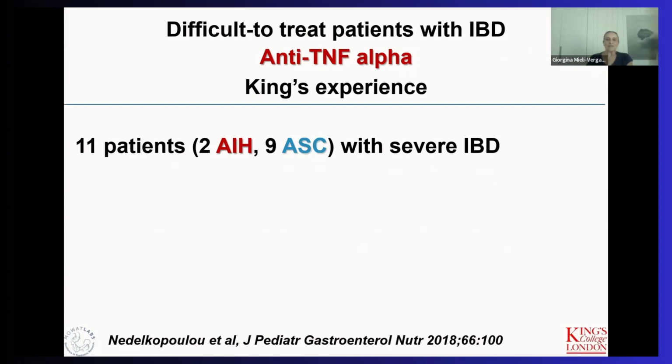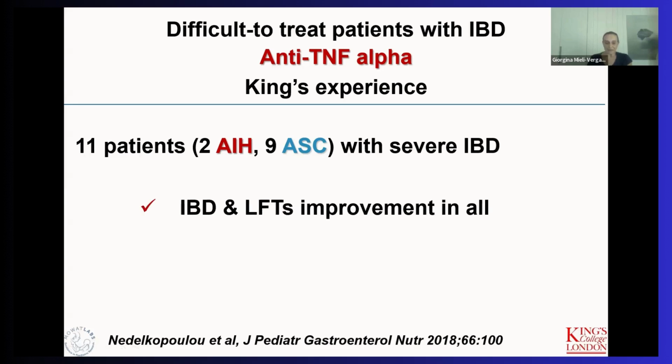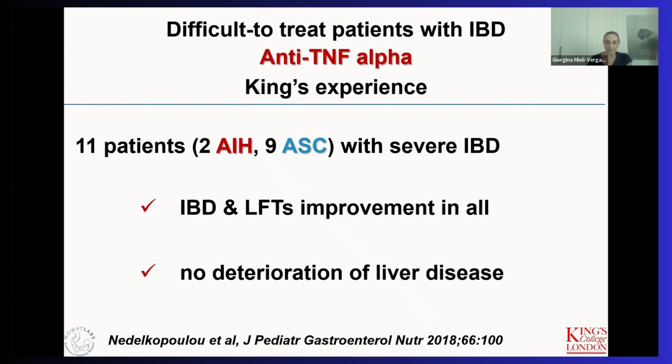What we do now to treat these patients with severe IBD is to use anti-TNF-alpha. As you know, anti-TNF-alpha was said to be dangerous in liver disease because it can induce an autoimmune hepatitis type of disease. However, we did use it in 11 patients, 2 autoimmune hepatitis and 9 autoimmune sclerosing cholangitis with very severe inflammatory bowel disease, and we found the benefit in all of them. Both the inflammatory bowel disease and the liver function improved in all, and there was no deterioration of the liver disease.